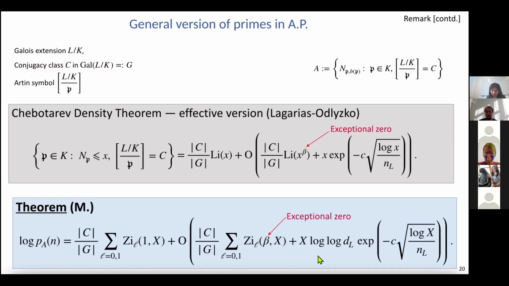In our case, the version for the number of primes coming from this set A over here, the log of that will be asymptotic to |C| over |G|, as we expected. Instead of the logarithmic integral, we would have this xi integral, and this will be a sum over the two terms, l equal to 0 and 1. And this is again the corresponding term for the exceptional character. And this is the error term that we would get.